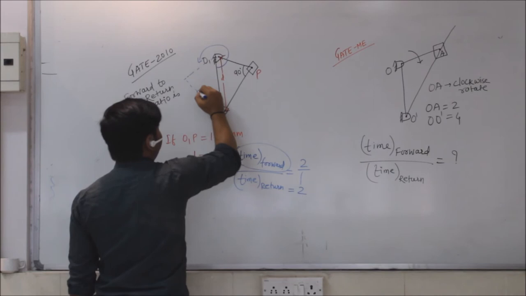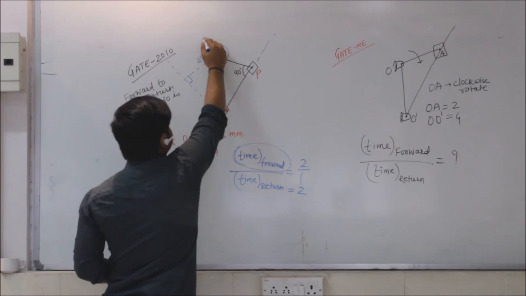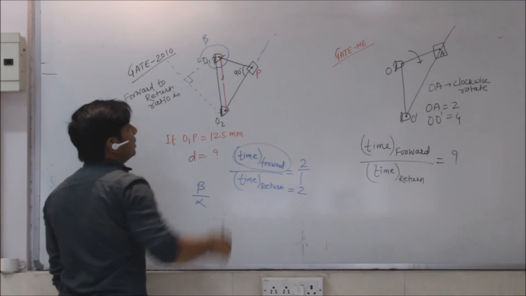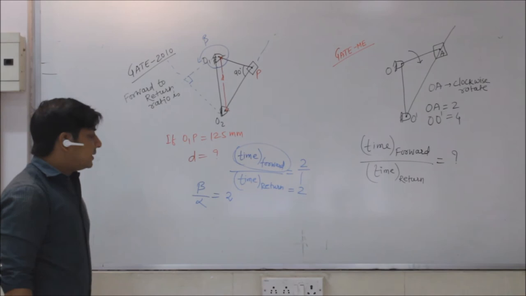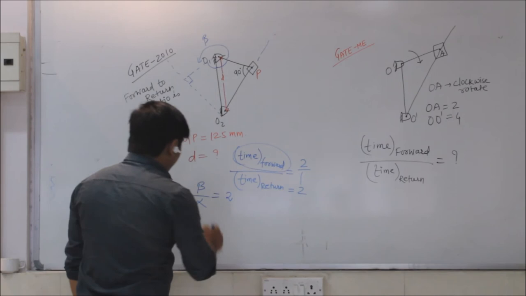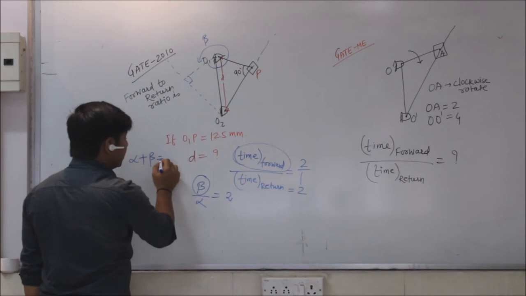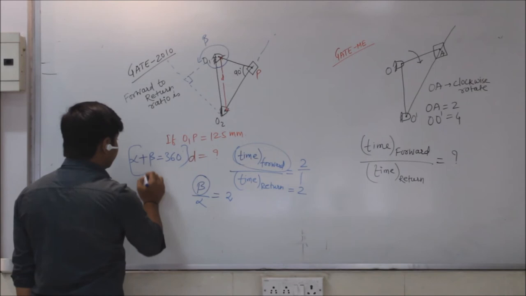I already made one figure. This is again 90 degrees, and this will be the slotted plate. It was something like this. Now this is alpha and this is beta. So I can write in place of this, forward time is equal to beta upon alpha. The return time is directly proportional to the angle, so this will be the alpha angle. Now this is equal to 2. Now just replace this beta. We know alpha plus beta is equal to 360, I already told you. Just replace beta with alpha. So from here, what will you get? Beta is equal to 360 minus alpha. Okay.